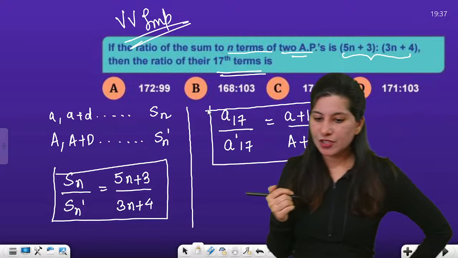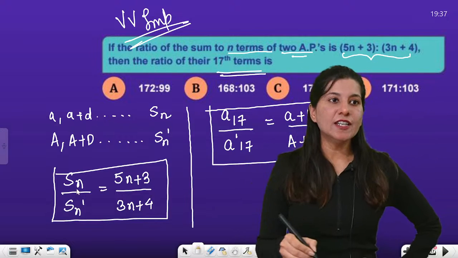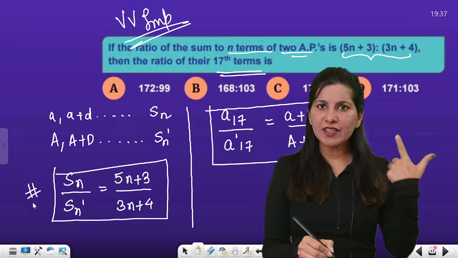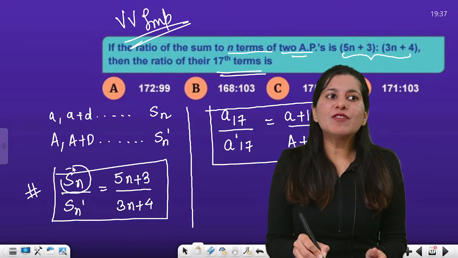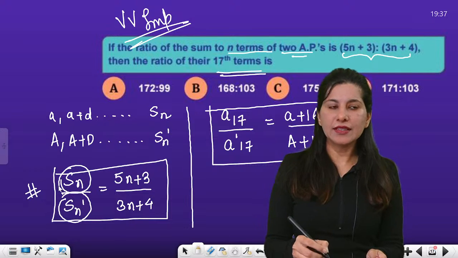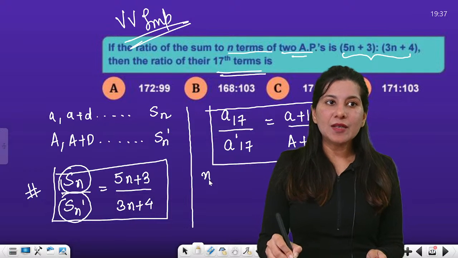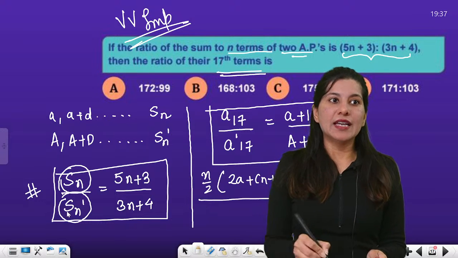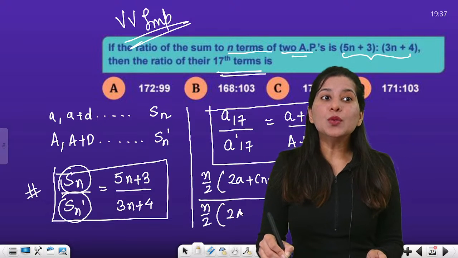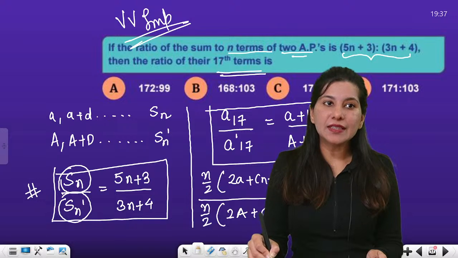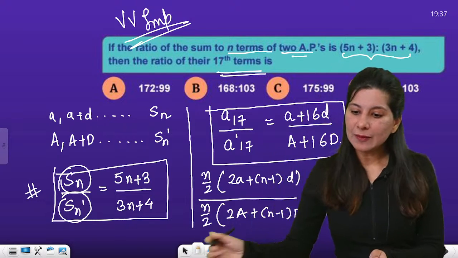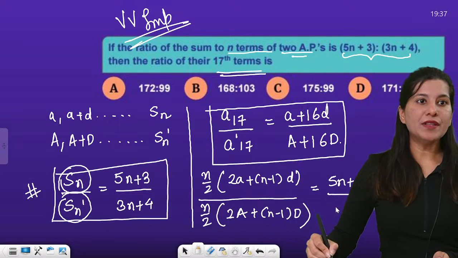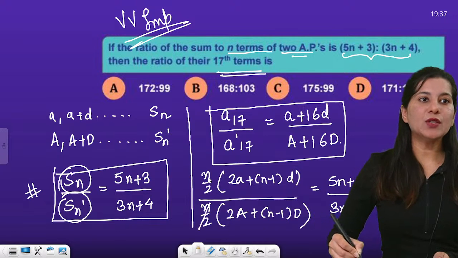Okay, shall we start solving it? Are we ready? So let's first understand this. You know the formula of sum of n terms of an arithmetic progression. So why don't I put it over here? Sn will be n by 2, 2a plus n minus 1 d, upon Sn dash, which will again be n by 2, 2 capital A plus n minus 1 capital D, and this is 5n plus 3 upon 3n plus 4. N by 2 cancels out.